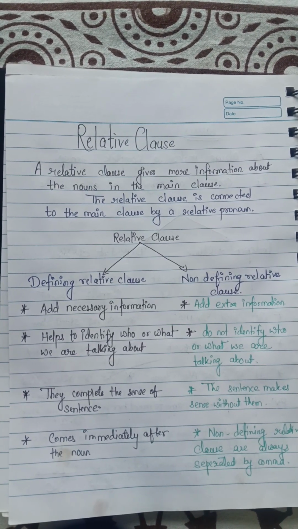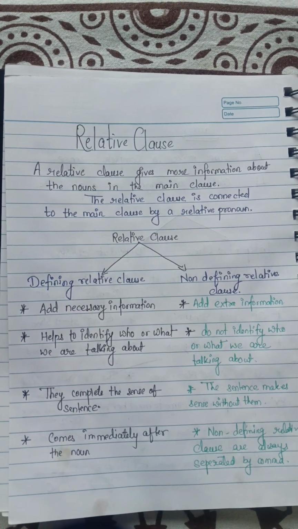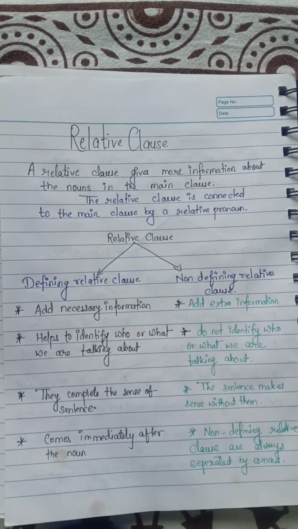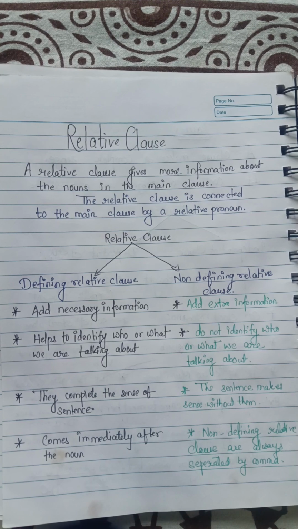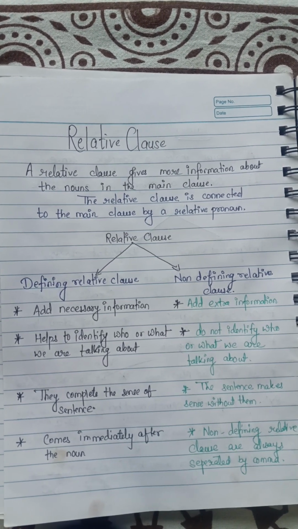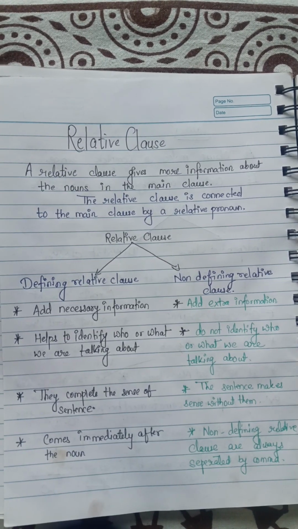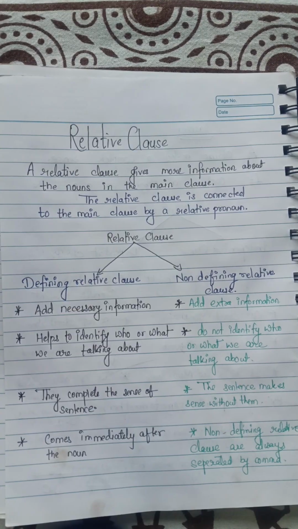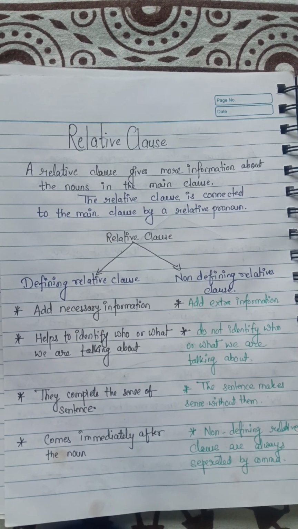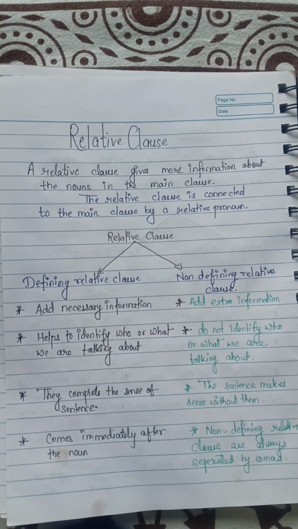A defining relative clause helps to identify who or what we are talking about. That means who or what we are talking about, the subject of the sentence. A non-defining relative clause does not identify who or what we are talking about, as it is giving extra information, so it does not help us to identify who or what we are talking about. Defining relative clauses complete the sense of the sentence. As they are giving the necessary information, only with them will the sentence be completed.